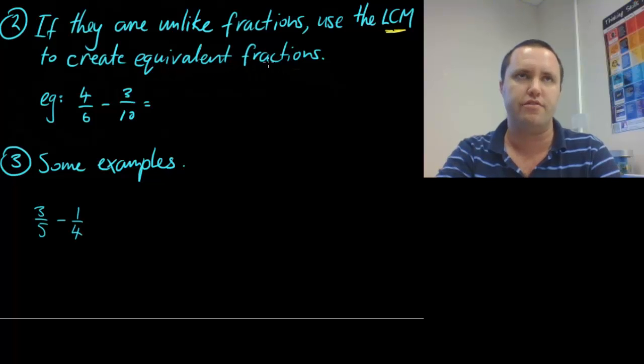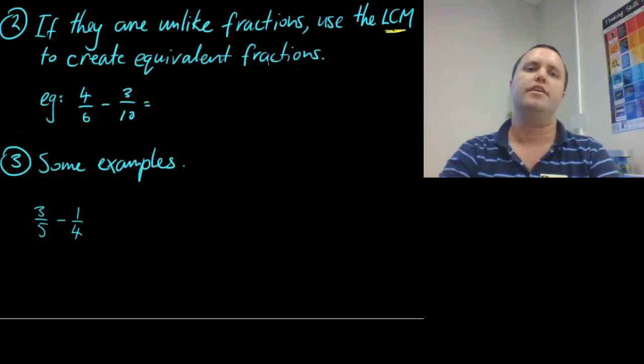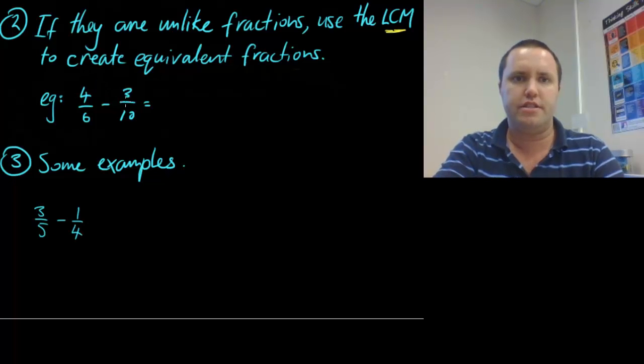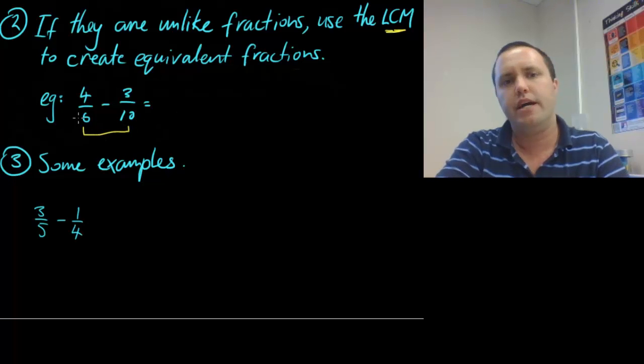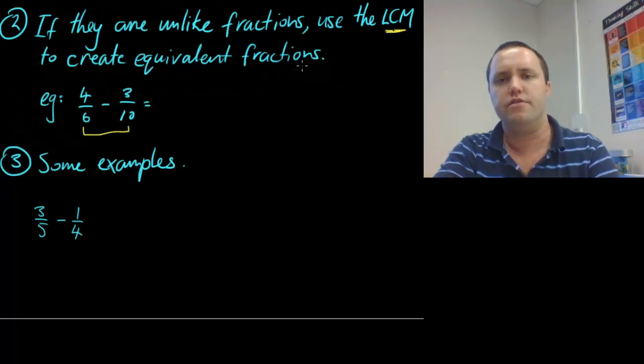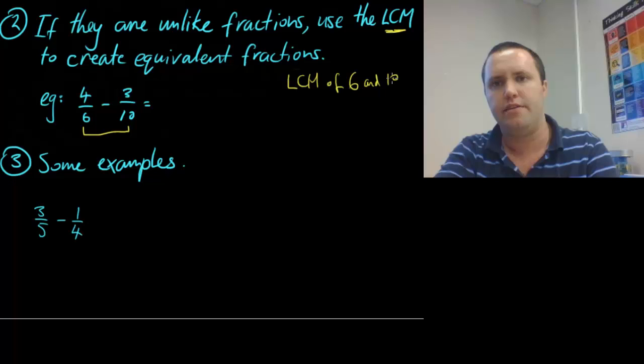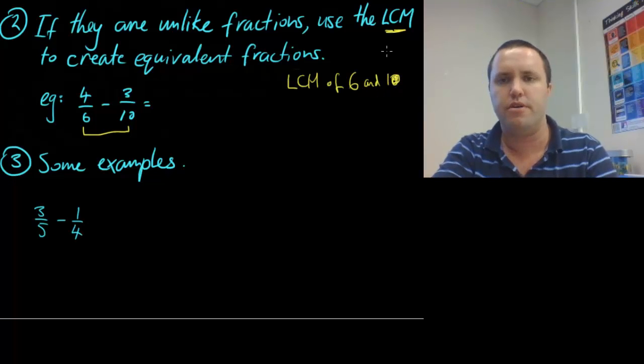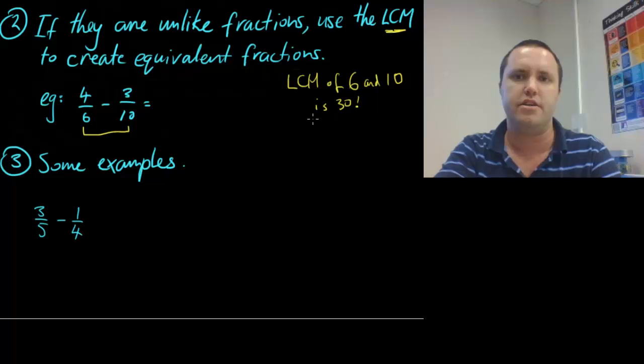If they are unlike fractions, however, you use the lowest common multiple to create equivalent fractions like we talked about in the previous video. So, 4 over 6 minus 3 over 10, they are unlike. We have a 6 and a 10, so you have to get the same somehow. We can't change 6 to be like 10 or 10 to be like 6 easily, so we need to find the lowest common multiple of 6 and 10. If you use the process that we did the other day, you'll find that the lowest common multiple of 6 and 10 is in fact 30. So we need to think, how do I get 6 to be 30 and how do I get 10 to be 30?